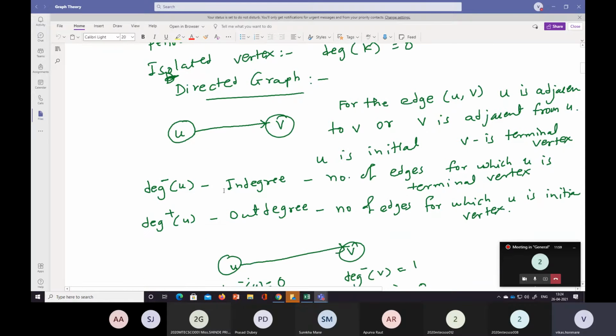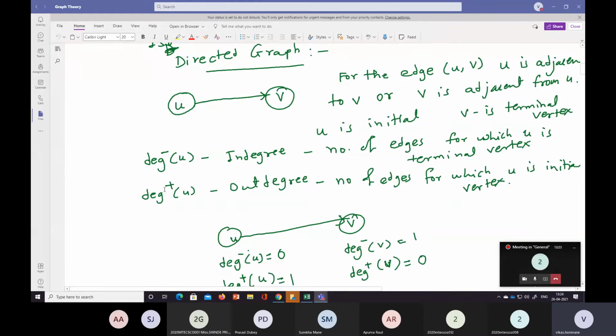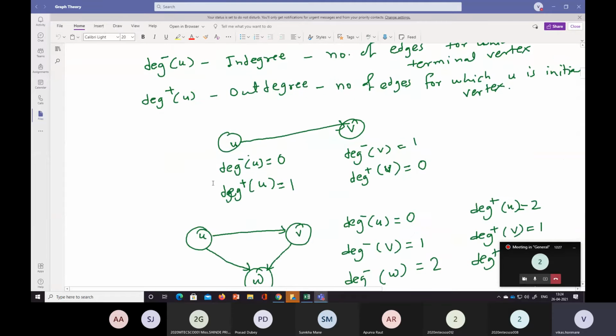And there are two terms, in degree and out degree. In degree means the number of edges for which u is the terminal vertex, meaning the last vertex, and out degree means the number of edges for which u is the initial vertex. The arrow is coming to v and the arrow is going from u. Okay, so by using that we compute the in degree and out degree.